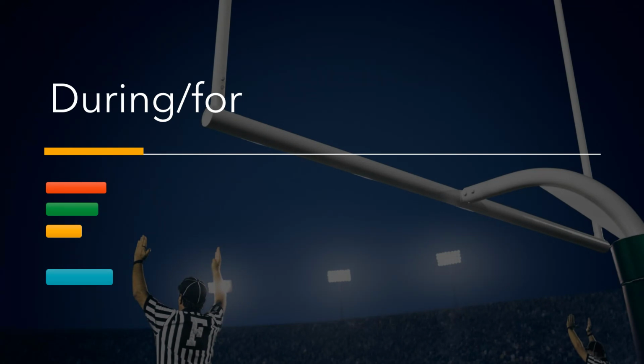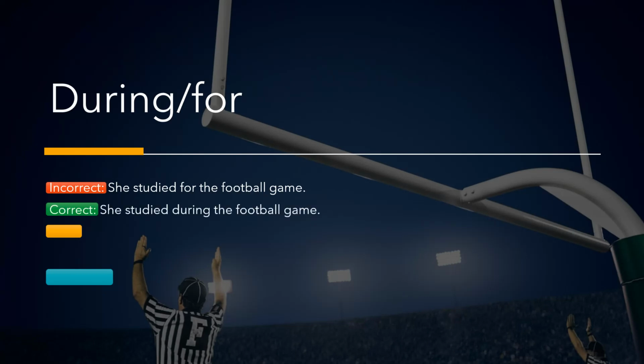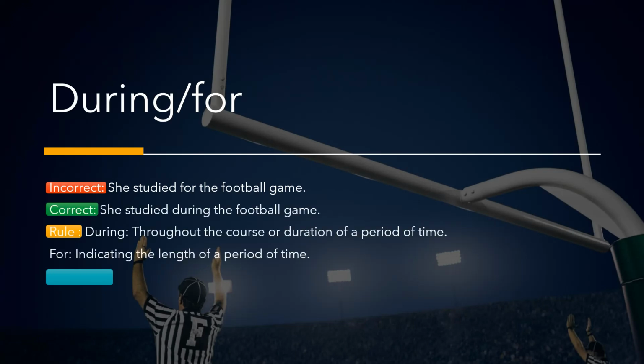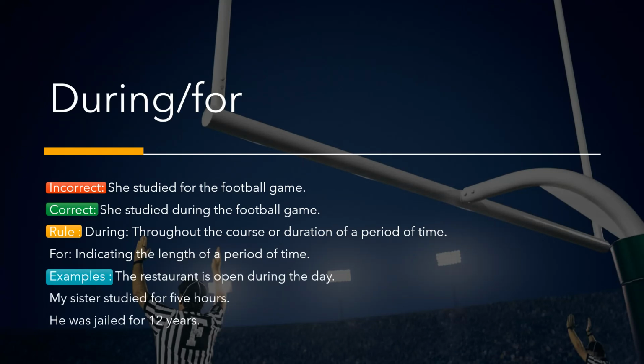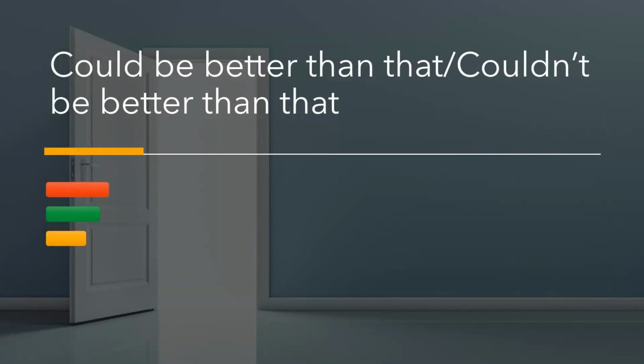During, for. She studied for a football game. She studied during the football game. "During" means throughout the course or duration of a period of time. "For" indicates the length of a period of time. The restaurant is open during the day. My sister studied for 5 hours. He was jailed for 12 years.